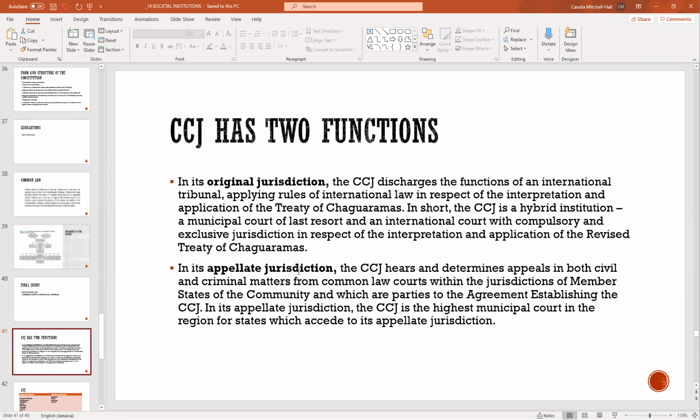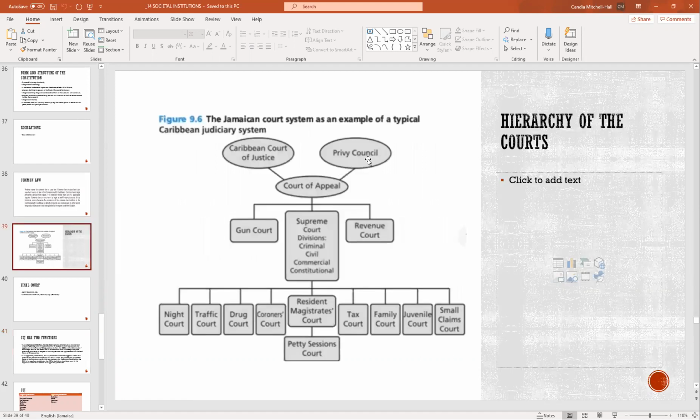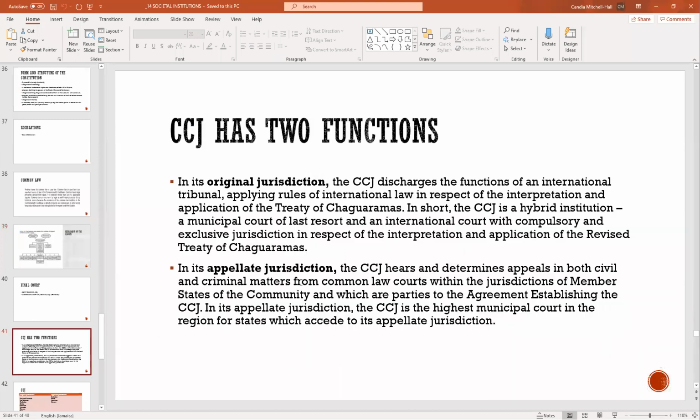Now, the appellate jurisdiction is as a final court when it comes to civil and criminal matters. So, for some countries, their final appellate court is the Privy Council, while in others, it is the CCJ. So, there are two functions. It acts as a final appellate court and also in its original jurisdiction, to basically ensure that countries follow the Treaty of Chaguaramas or trade rules, right?